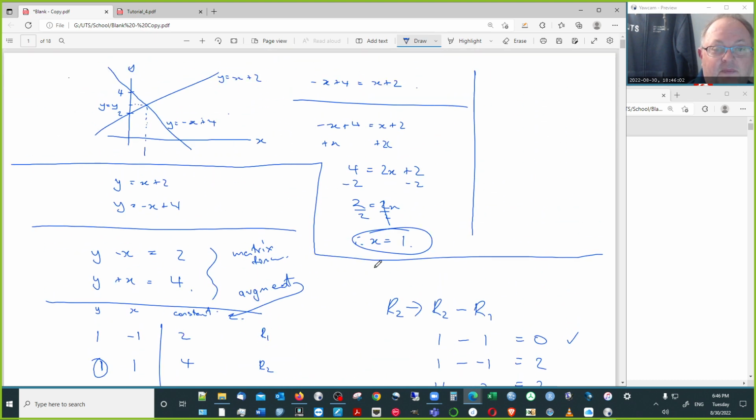So it's possible if we take x equals 1 and put it in any one of these equations, we'll get the same result.